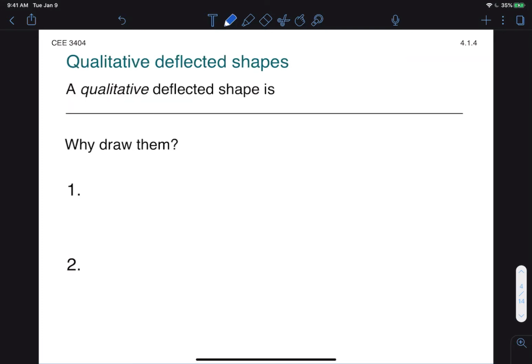So for the rest of the lesson, we'll look at techniques for drawing qualitative deflected shapes. A qualitative deflected shape is simply an approximation of the deflection, also referred to as the elastic curve. Now, why is it important to learn how to draw qualitative deflected shapes? Well, there's two main reasons. The first is that it allows you to do qualitative calculations. This could include, for example, identifying points of maximum deflection.